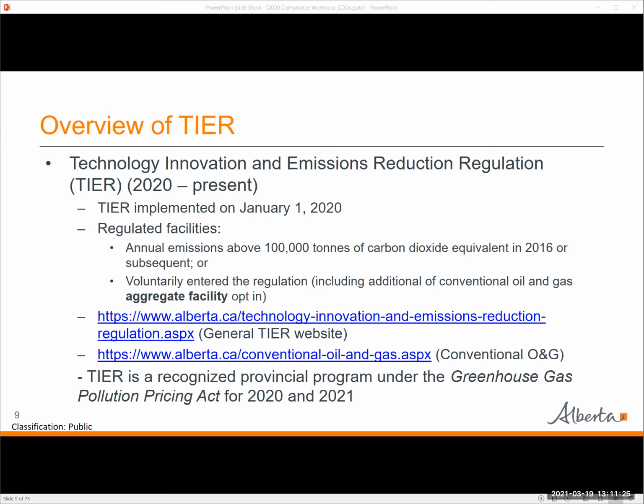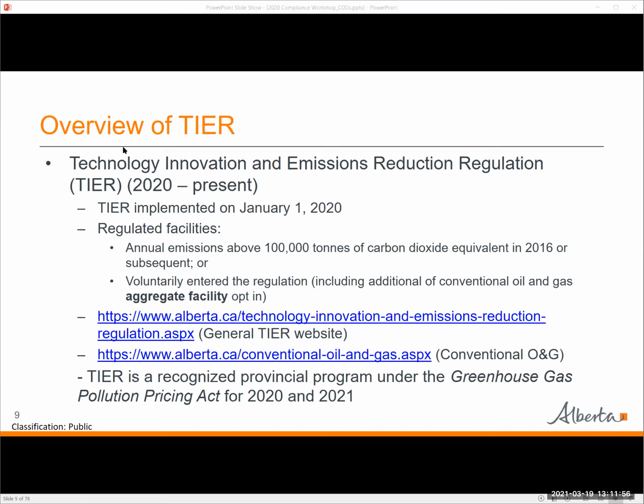The system also includes a number of voluntary opt-in pathways for facilities under that threshold, including the conventional oil and gas aggregate facility opt-in pathway. Detailed information about the TIER approach is always available on the TIER websites. And just a quick reminder that there's one general site for TIER and one site specifically dedicated to the conventional oil and gas sector, since the treatments are a little bit different for the sector under the regulation.